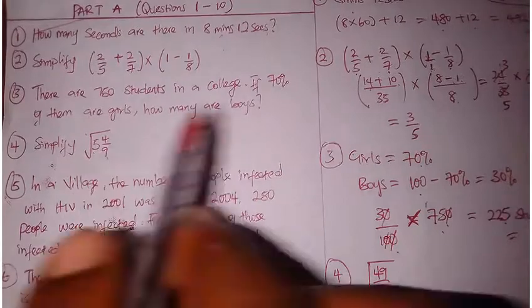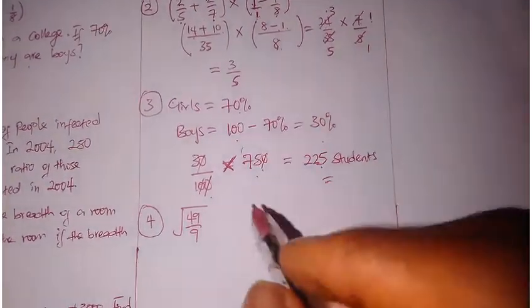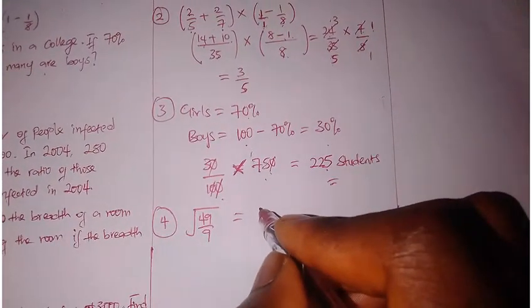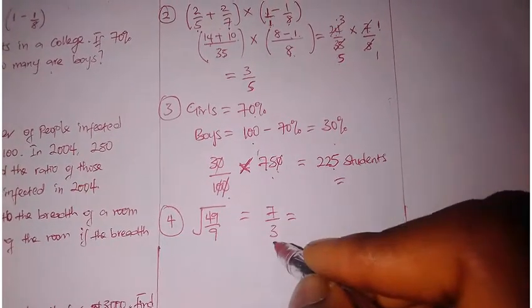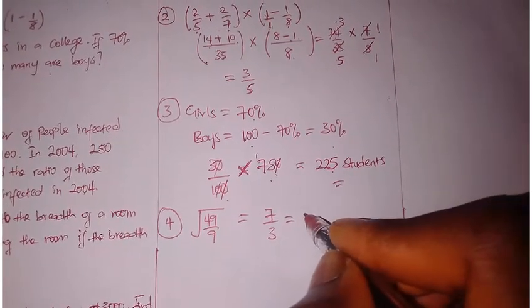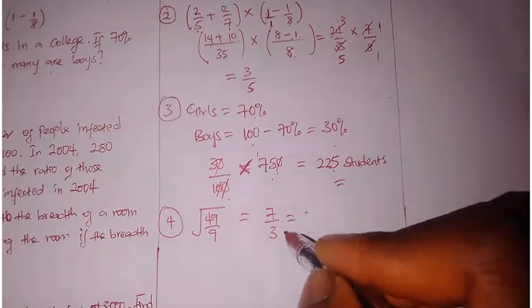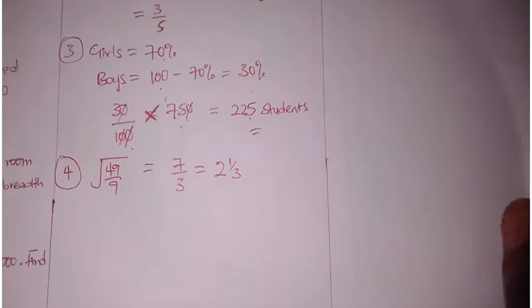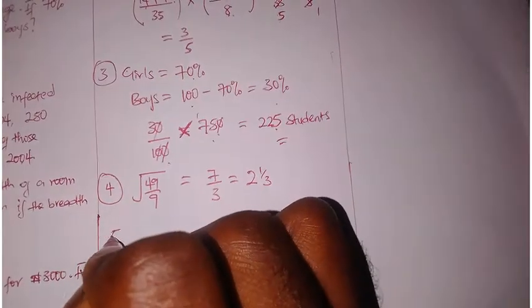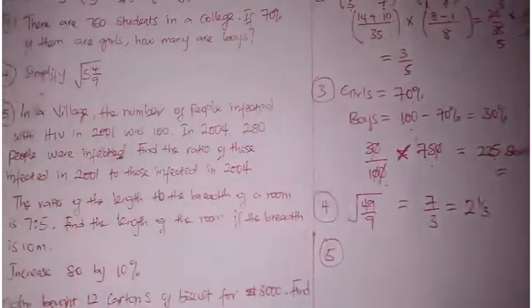From here, 49 over 9. Square root of 49 is 7. Square root of 9 is 3. I can leave my answer like this, or I convert back to a mixed fraction, in this case, where 3 into 7 is 2 remainder 1 over 3. Okay, for number 5 question, we have what?